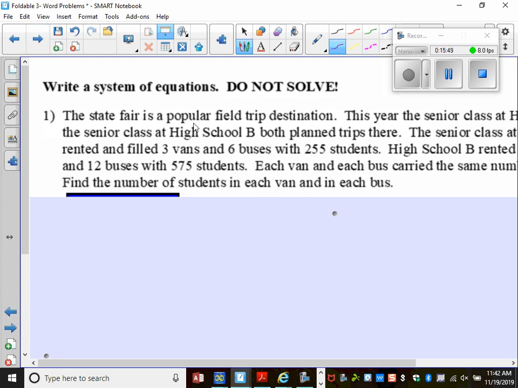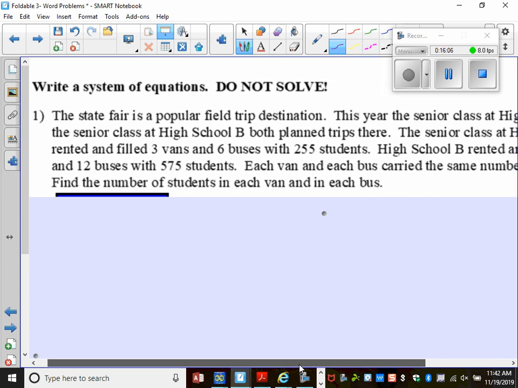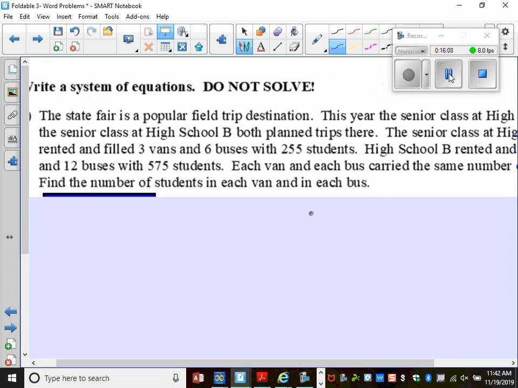Okay. All right. So I'm going to have you all read this word problem to yourselves, and then we'll figure out how we're going to define our variables and how we're going to write our two equations. So go ahead and read it to yourselves, quietly. And it might be a good idea to underline some important things.